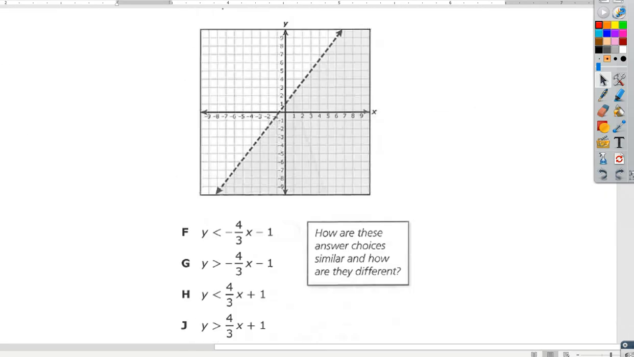Same thing here. You can eliminate two answers real quick because it starts at positive 1. That's negative 1, that's negative 1. And then it's shaded below. So which one of these can you eliminate because it's not saying to shade below.